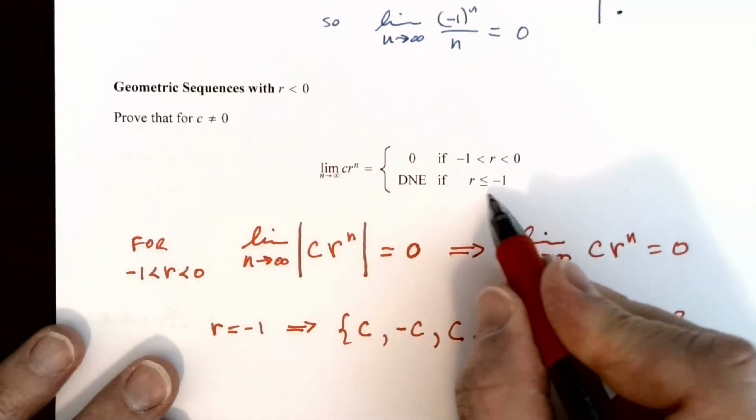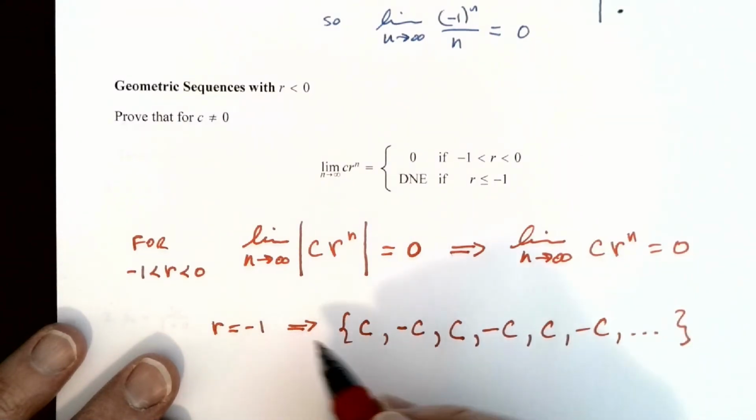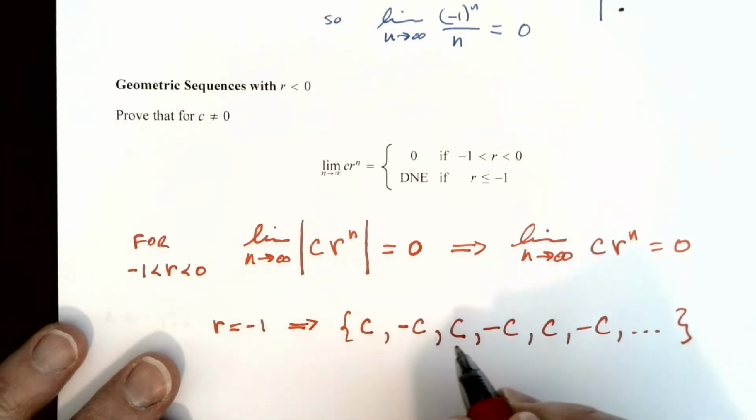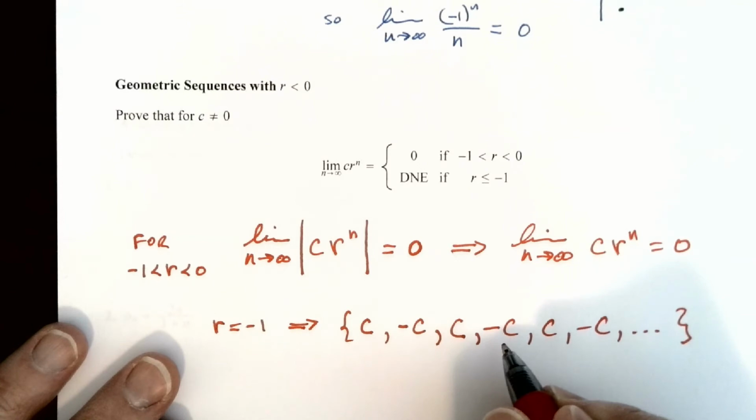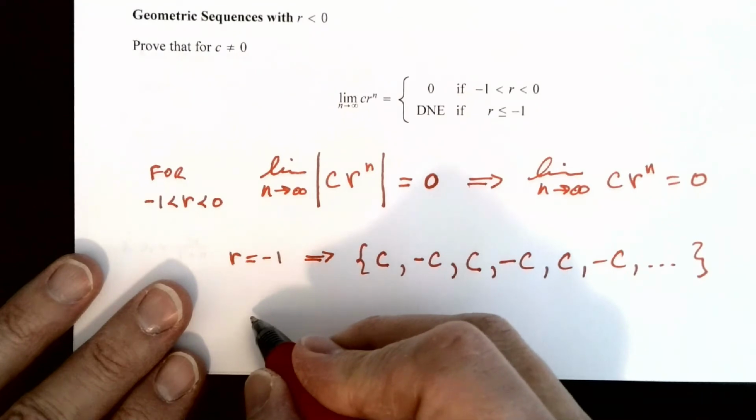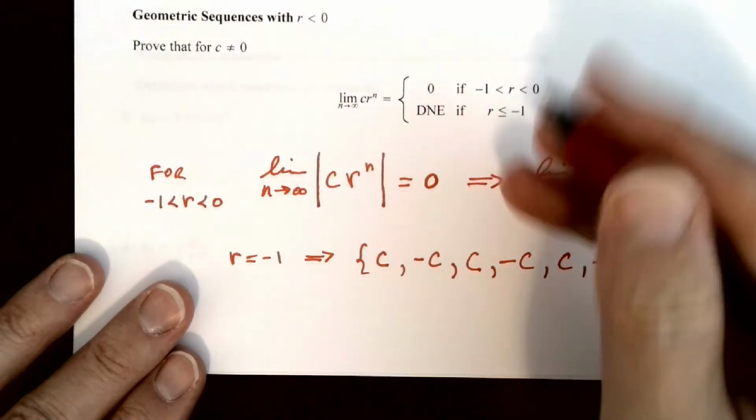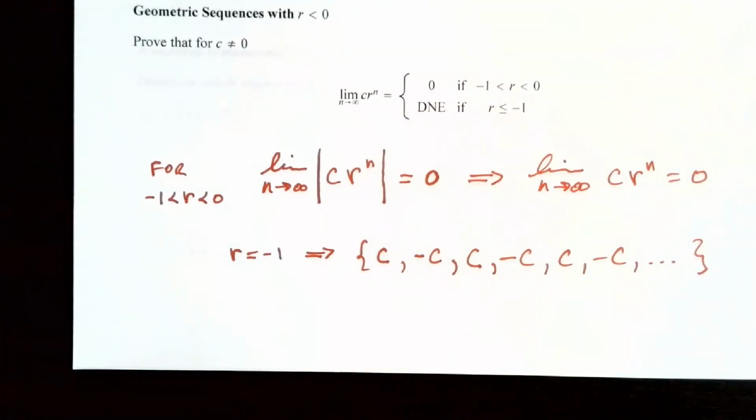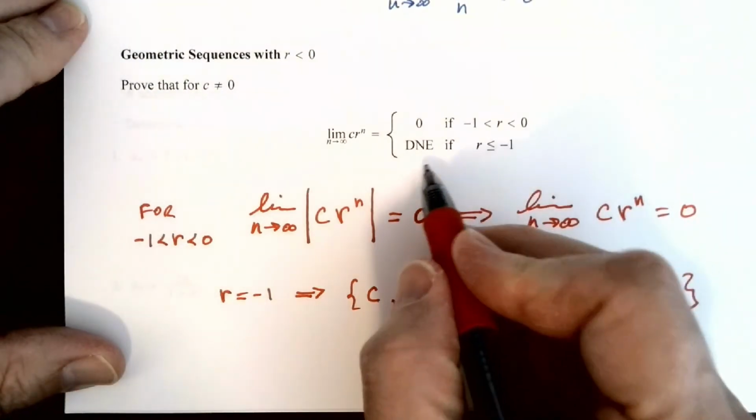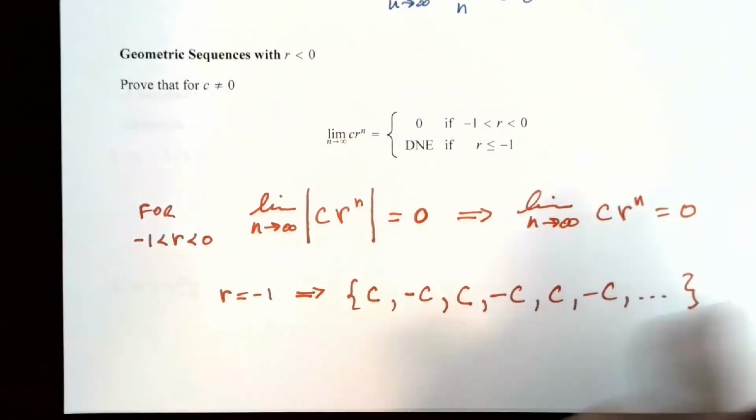The limit does not exist. And it's only worse if r is less than negative 1, like negative 2, because then if I do r is negative 2, I would have c, and then negative 2c, and then positive 4c, and then negative 8c, and then positive 16c. So as I'm looking at that sequence, you know that it's alternating between positive and negative, but it's also getting further and further away. It's diverging to infinity and negative infinity in two separate paths, certainly not going to approach any fixed number.